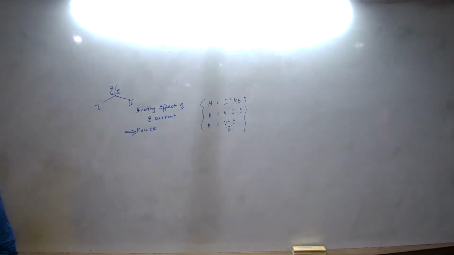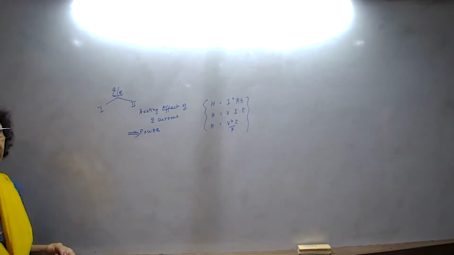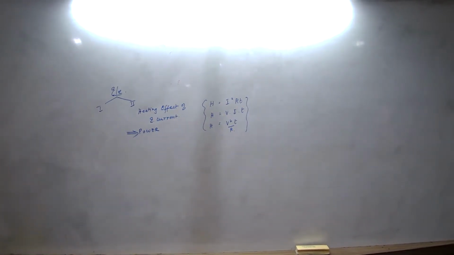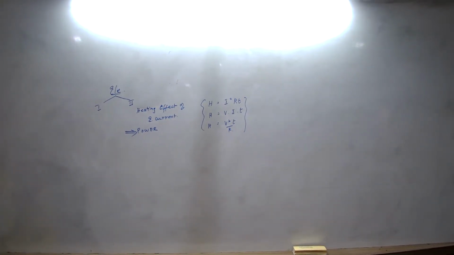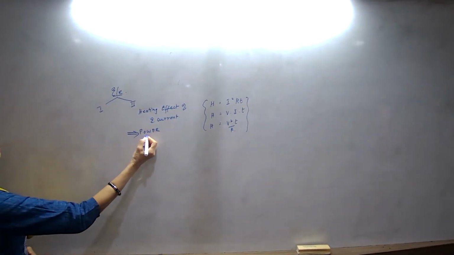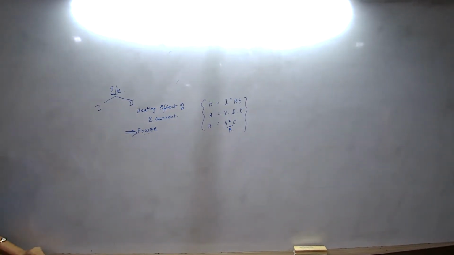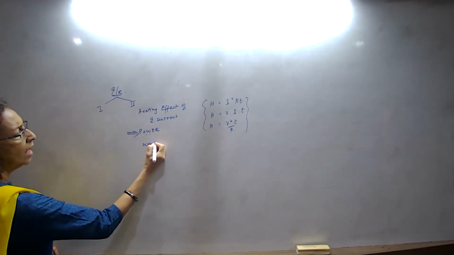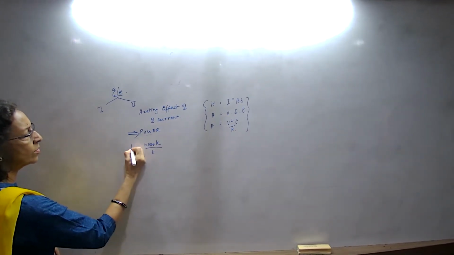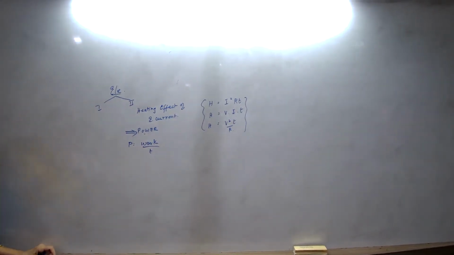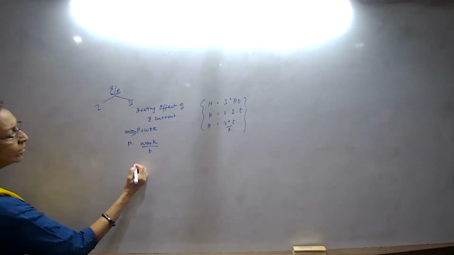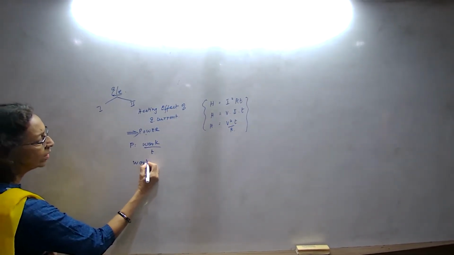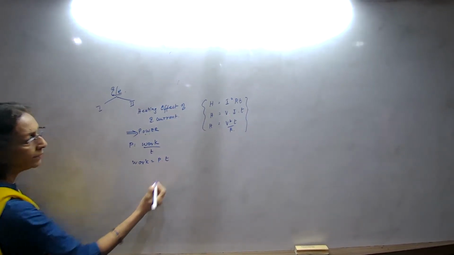Ma'am, is the whole thing upon R or is it just? We have seen last time how we have substituted I using Ohm's law, and that is how we are getting this. Now we have also seen what is power. Power is nothing but work done upon time. So that is your P. When you multiply, you get work is equal to P into time.